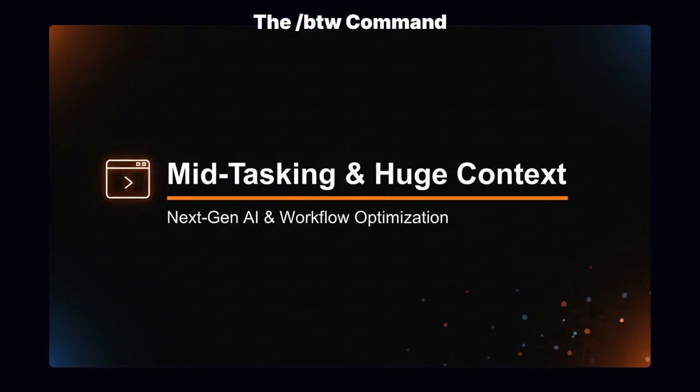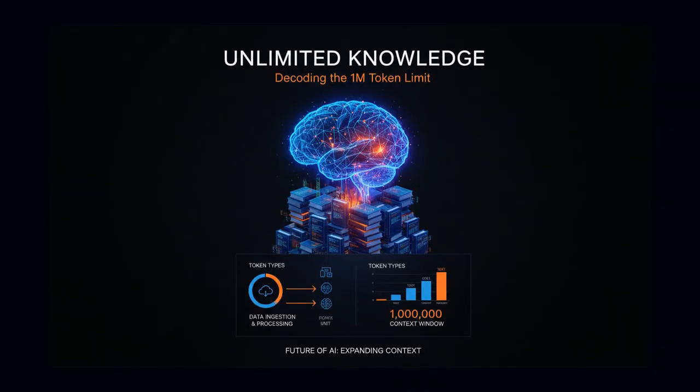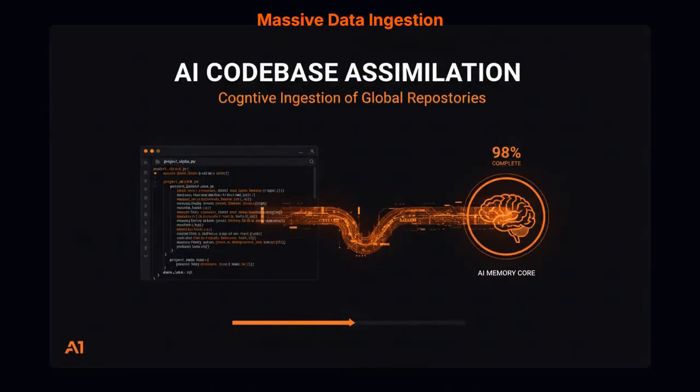Workflow interruptions are solved with the brilliant /btw command. If Claude Code is in the middle of a massive, time-consuming operation, you can type /btw followed by a side question. Claude will spin up a separate background panel to answer you immediately without derailing or pausing the main task.